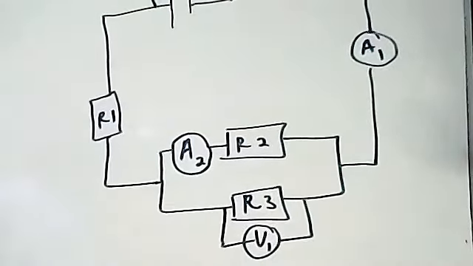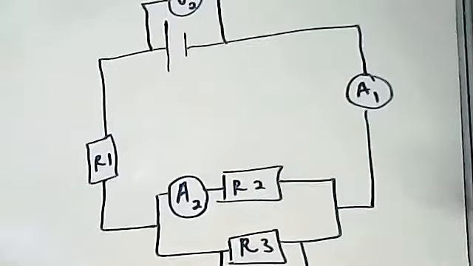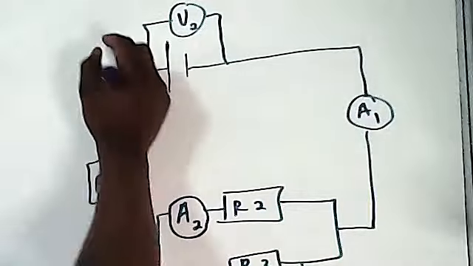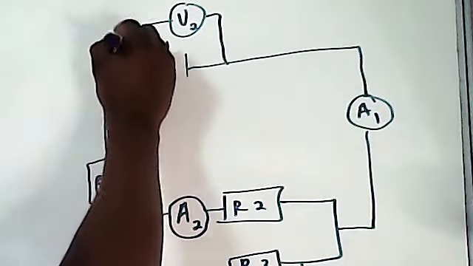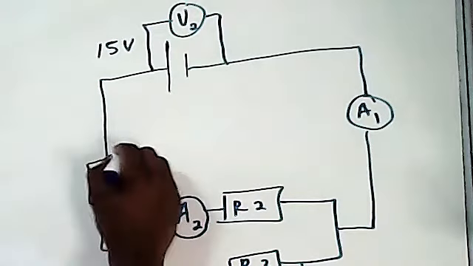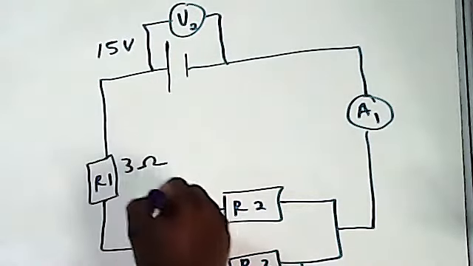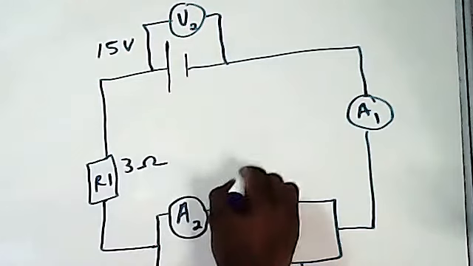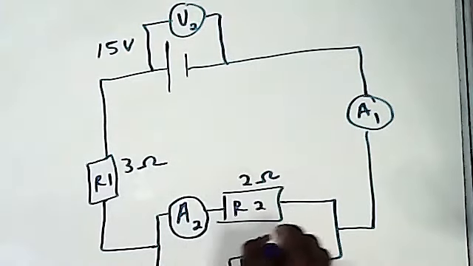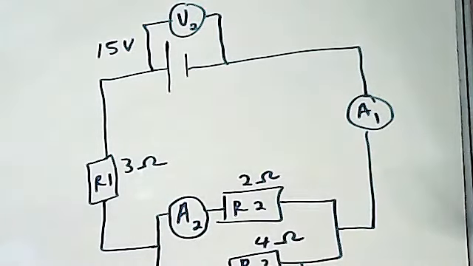But here's the thing, right? That V2 up there, they tell you that it is 15 volts, right? And here they tell you this one is 3 ohms. They tell you this one is 2 ohms. And this one is actually 4 ohms, right? I'm not forgetting anything. And then the first thing they ask you to calculate is the effective resistance.